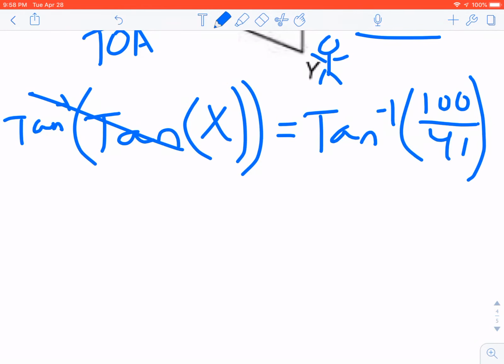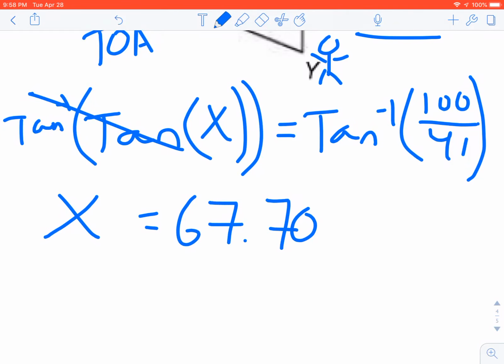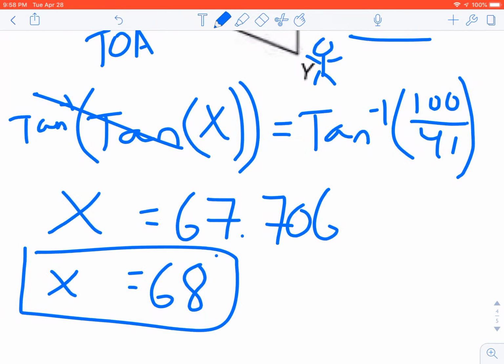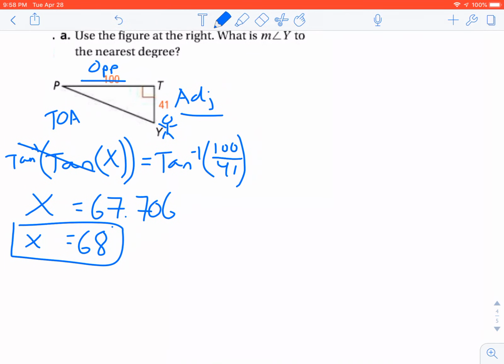And when I do that, those cancel, leaving me with x is equal to, and in your calculator you should clear and hit second tan. So your calculator should currently read tan to the -1, open parenthesis, and type in 100 divided by 41, close your parenthesis. I think the directions said round to the nearest degree. So your calculator gives you roughly this. When you round that to the nearest degree, it would be 68 degrees. Okay, so hopefully you got that right. If not, obviously email me with any questions.